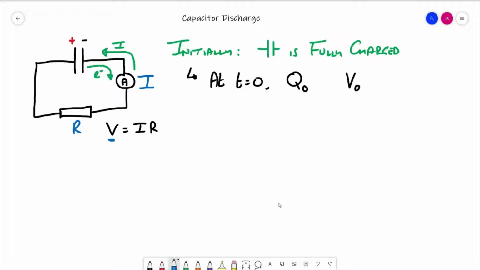Now we need to think about this current in a little bit more detail. Depending on the charge on the capacitor, we will get, as we've just said, a current flowing.